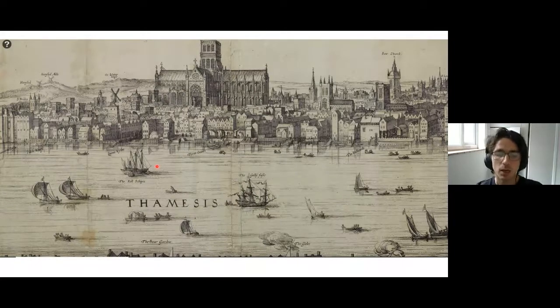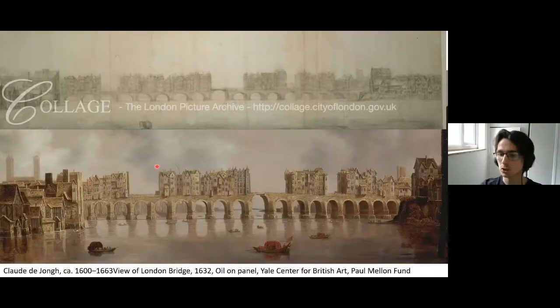Interestingly, Visscher most likely never visited London, although the Visscher panorama is seen as one of the most accomplished of the long views of London. He never visited, and instead his artwork was a compilation of sketches and maps drawn by other artists. And of course, that is a process that you often see, but often by the same artist.